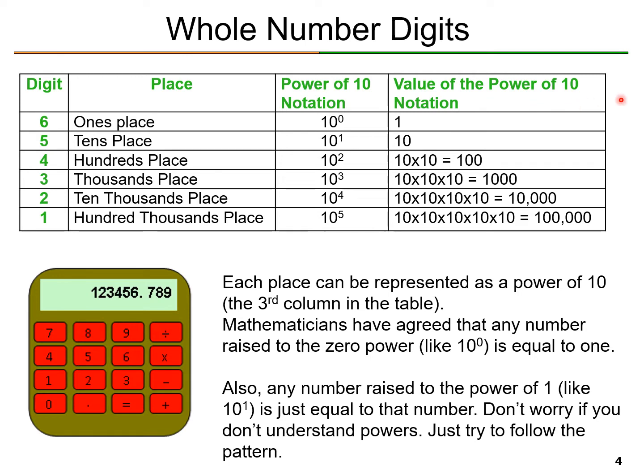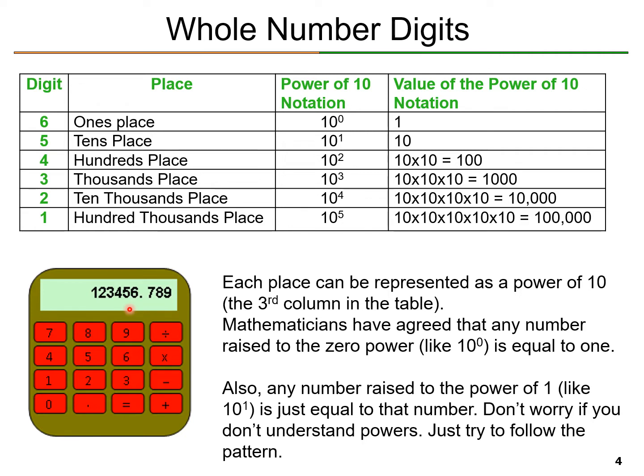Okay, now this slide is very busy, so let's pay attention and not try to understand everything on the slide at once. So here we have the same number on the calculator that we had in the previous slide. So let's go to column number 1 in this table. Remember, the digits 1 through 6 are the whole number digits because they're to the left of the decimal point. So digit 6 is in the ones place. So right here, 6 is in the ones place.